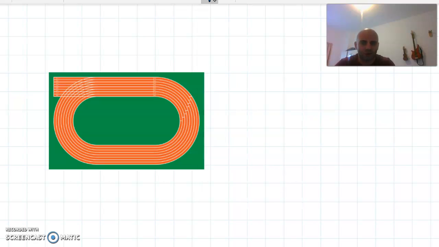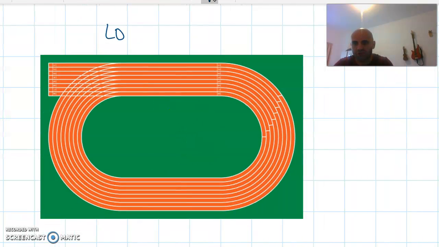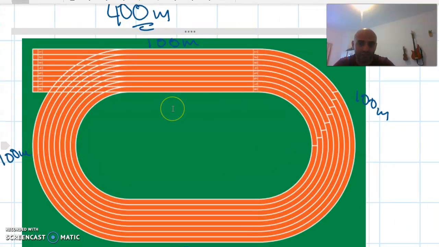Say, for example, we've got a running track. A running track is usually 400 meters long. It's usually 100 meters on the side, 100 meters on the turn, another 100 meters here, and of course another 100 meters here. So let's say, for example, we were going to start out at the start line. A good place to start.